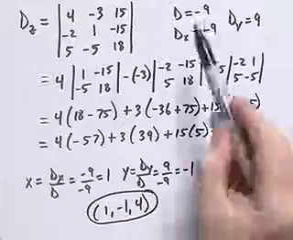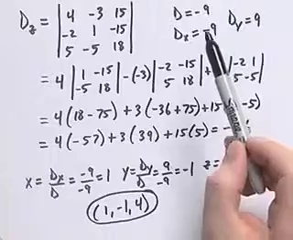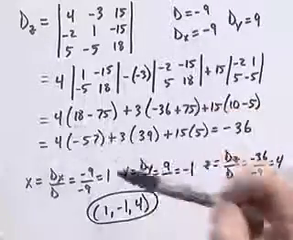And again, we need to note that we can use Cramer's rule here because the determinant of the coefficients was not equal to 0. Had it been equal to 0, we would not be able to use Cramer's rule.